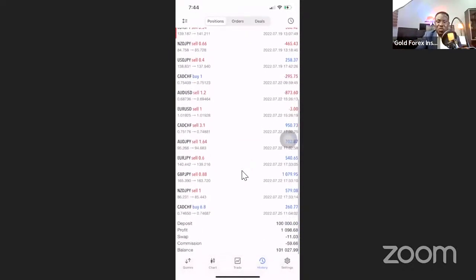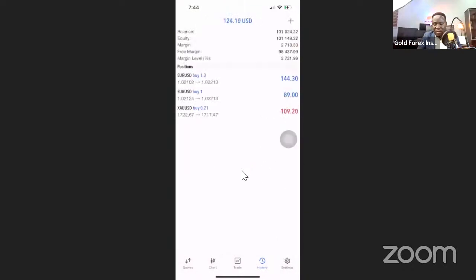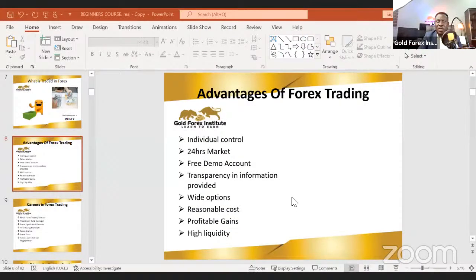But look at the profit. Profit is $1,098, right? Now, my running trade, I have this on my account, right? So you can see that it's about the quality of trades, not the quantity. So when you are trading, you should focus on the quality of trade and not the quantity. You should focus on the quality of trade and not what? The quantity. Okay.